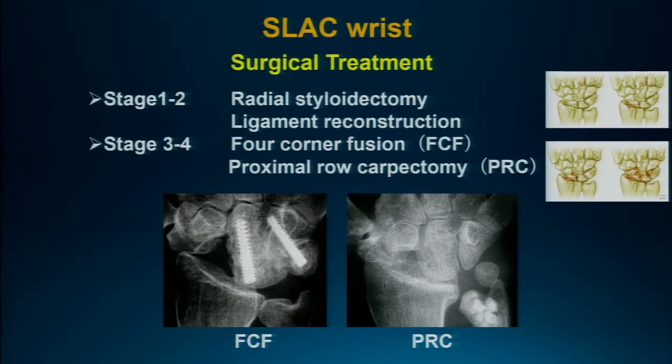This is the treatment option of SLAC wrist. For mild or moderate SLAC wrist, we can do a ligamentous reconstruction with a radial styloidectomy. For advanced OA, we do a four-corner fusion or proximal row carpectomy, as indicated in the slide. But I prefer the four-corner fusion because there is no incongruity between the lunate and radius. The proximal row carpectomy has an incongruity between the capitate and the radius.